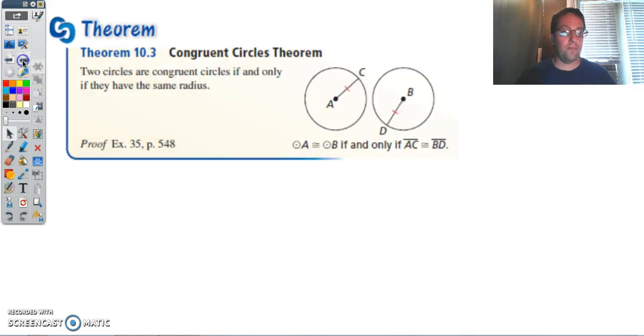All right. Now, congruent circles. Two circles are congruent if and only if they have the same radius. Okay, so if the radius is congruent. So since AC is congruent to DB, then the circles are congruent. Right? Because then they are the same shape and the same size.